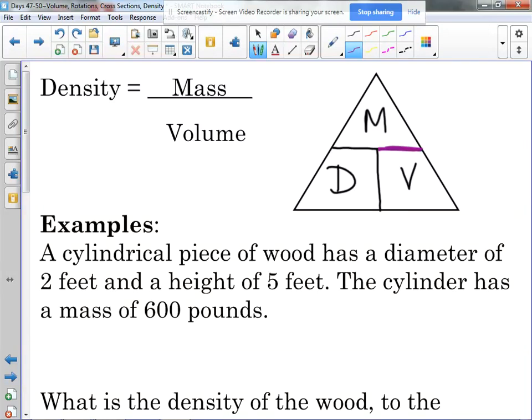Density equals mass divided by volume. We can flip this relationship around. We can say that volume is equal to mass over density. So that's the other side of the triangle, mass divided by density. And then we can also say, if we are looking for mass, density and volume are beside each other, so mass is density times volume.